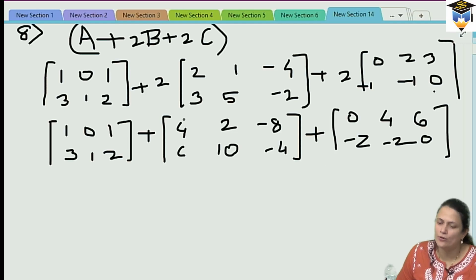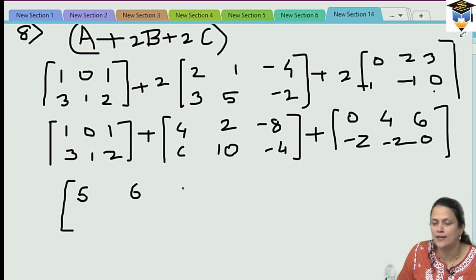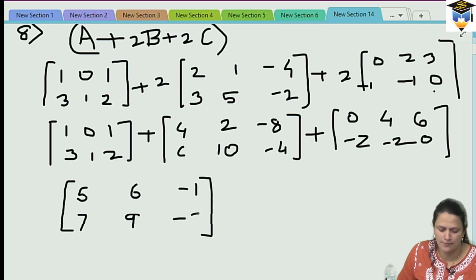Okay. Now we are going to add all three. So the answer is going to be 1 plus 4 plus 0, that is 5. 0 plus 2 plus 4, that is 6. 1 minus 8, that is minus 7, plus 6 is minus 1. Then 3 plus 6 is 9, 9 minus 2 is 7. 1 plus 10 is 11, 11 minus 2 is 9. 2 minus 4 plus 0, that is going to give us the answer as minus 2. Now, is anything wrong? Let me check.